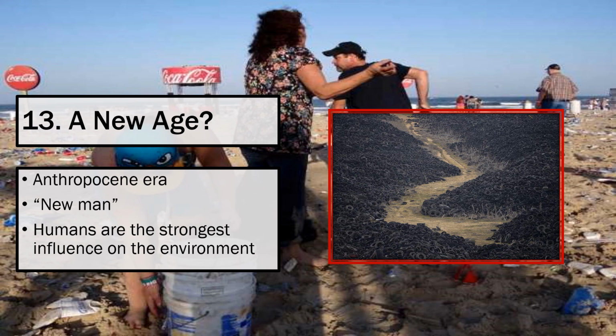In 2019, a panel of scientists voted to approve the name. Anthropocene reflects the idea that humans are the strongest influence on Earth's climate and environment, for the better or for the worse.